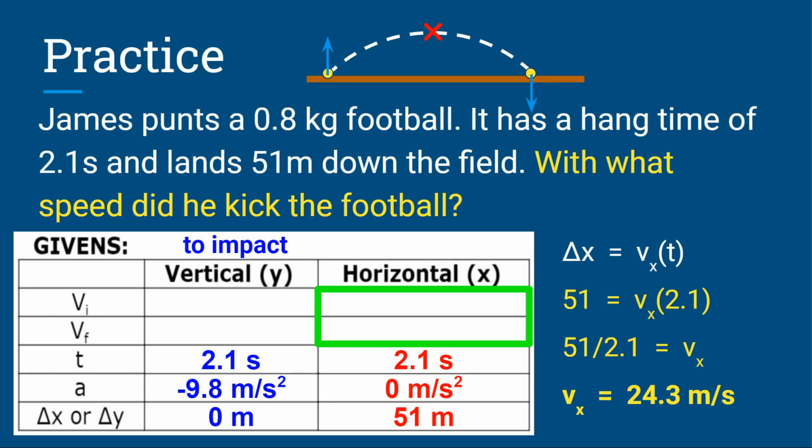And since that's the horizontal velocity, it's the same the whole time. It doesn't change. That's what this means. 0 meters per second squared acceleration means it's not going to change. So I can fill it into both of those boxes.